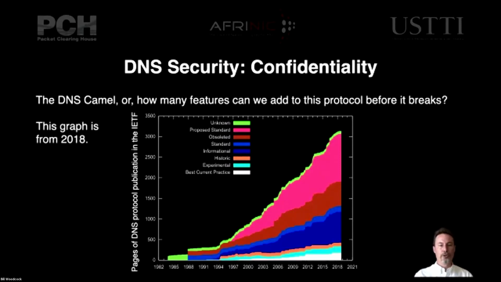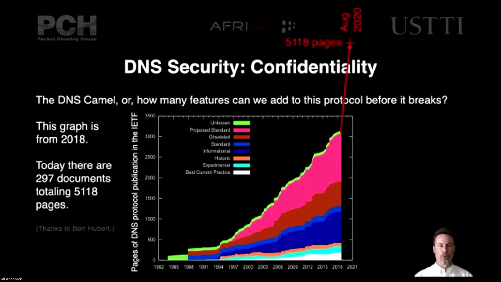But we're 2 years on from that now. There's where we are today. 5,100 pages of documentation. So of that, about 2,000 pages produced in the last 2 years. This is craziness. It's not a situation that is making things better. The number of DNS protocol changes that are improvements is very, very small compared to the number that allow various kinds of monetization and user tracking and so forth.